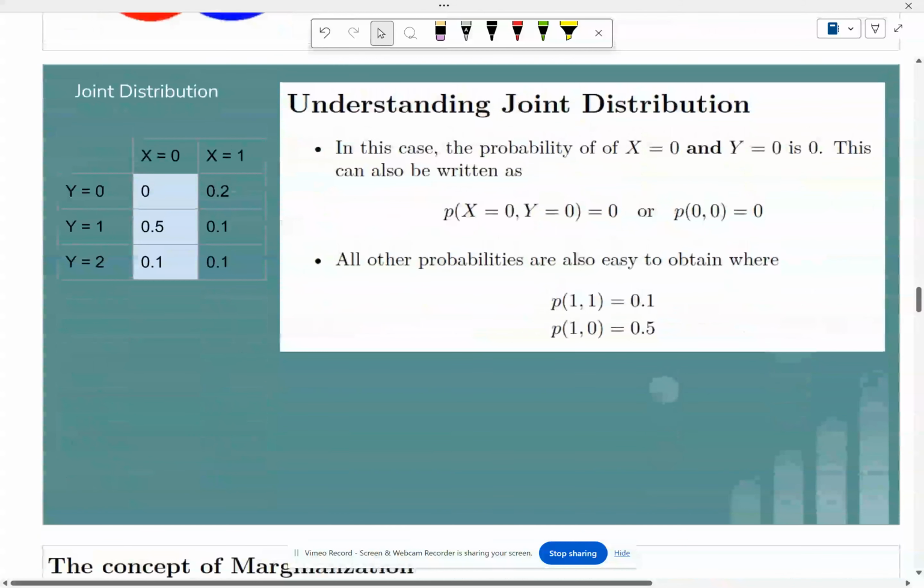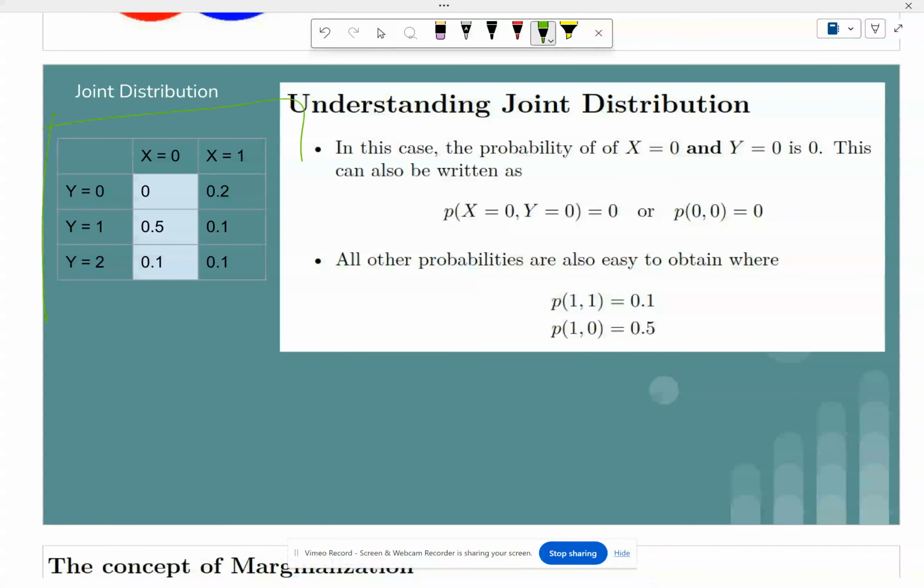Okay, so let's understand a joint distribution by looking at an example. In this table here, the probability of x equals 0 and y equals 0 is 0. The probability that x is equal to 1, y is equal to 0 is 0.2. So you basically have a table that essentially tells you every combination.